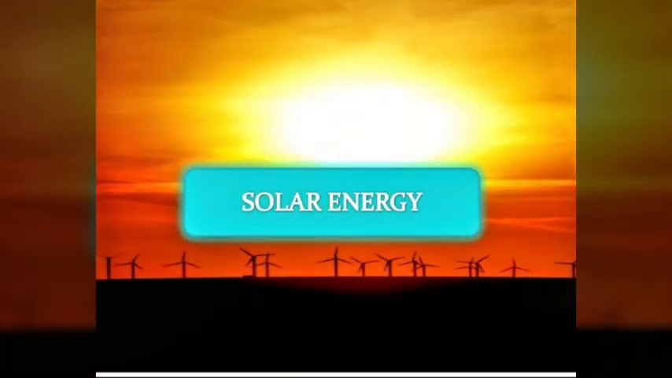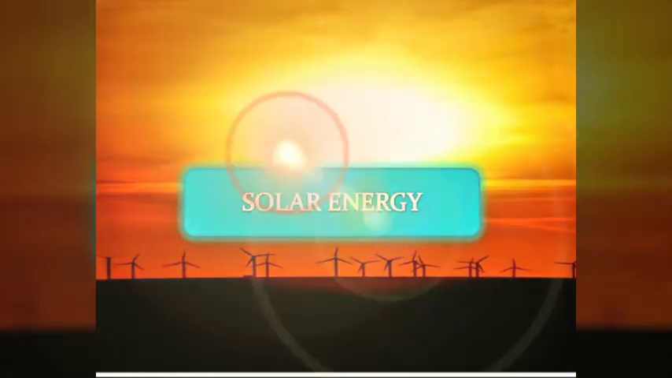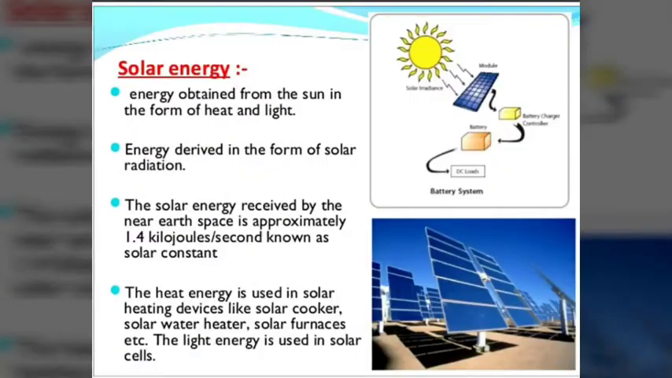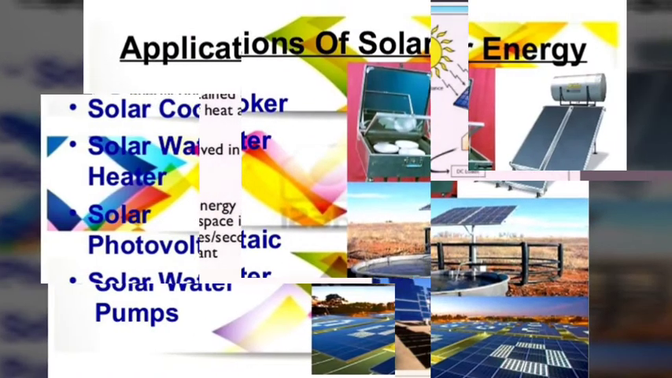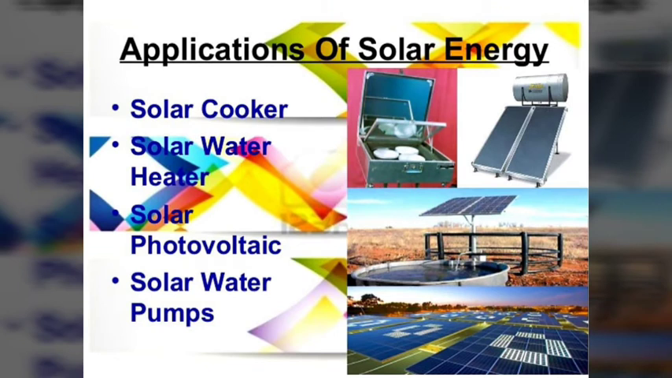Second one is the solar energy. Let's study what we mean by solar energy. It is obtained from the sun in the form of heat and light. It is the most abundant resource of energy. It is derived in the form of solar radiations. The solar energy received by the near Earth space is approximately 1.4 kilojoules per second.